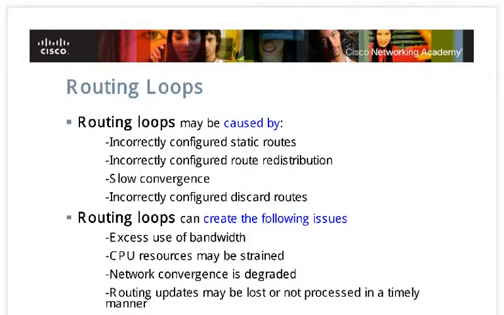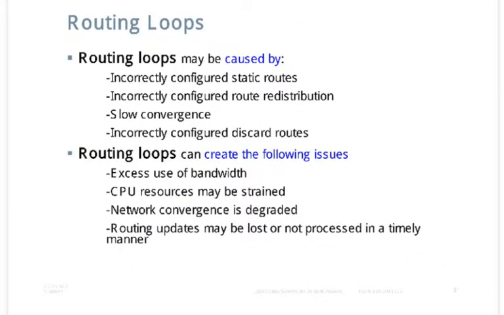So routing loops are caused by incorrectly configured static routes. We said that the static routes are configured manually. So if the administrator is not careful enough, he or she may actually put some entries in the routing table that make the routing tables inconsistent, in which case the routing loop will happen.